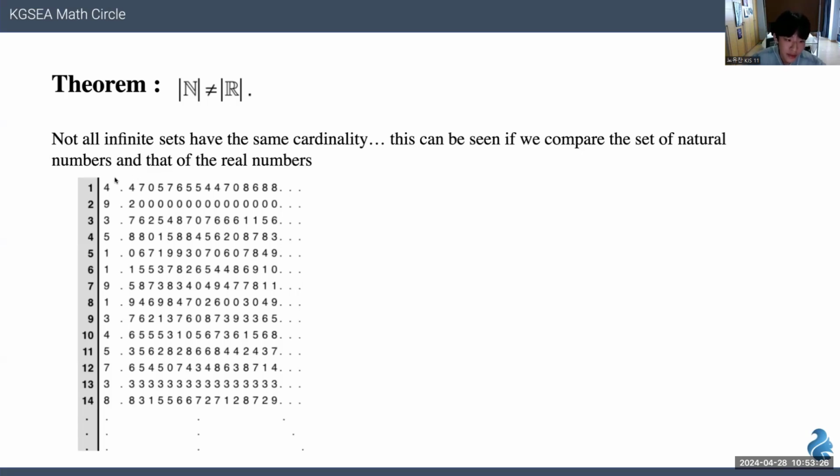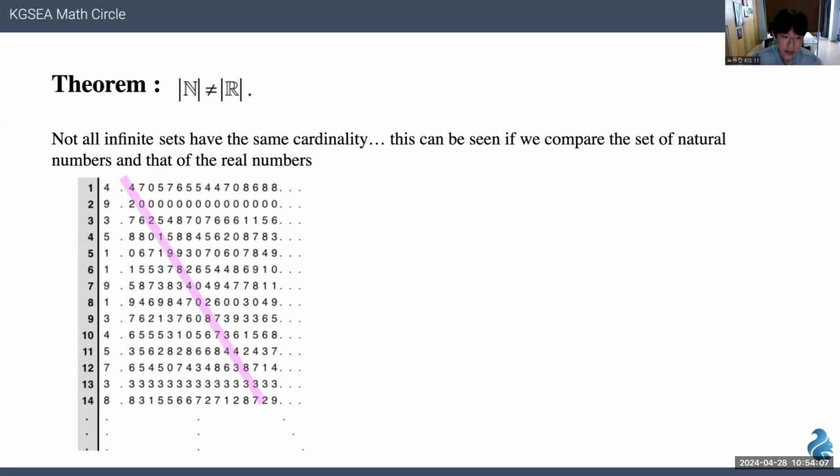I first list the natural numbers on the left corner, so from 1 to 14 and so on. And for each natural number, I'm going to write a decimal number that is between 0 and 10 exclusive. So it's going to have one digit, a decimal point, and technically an infinite number of digits following after that first digit. So what I just need to do is prove that there exists some decimal number like 4.4705 that is not included in this set. It's actually a really famous proof.